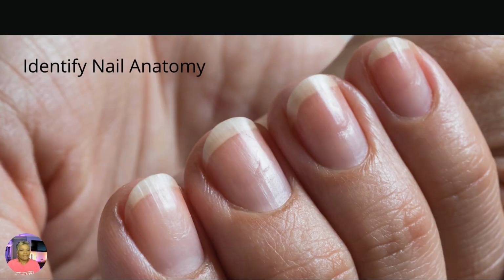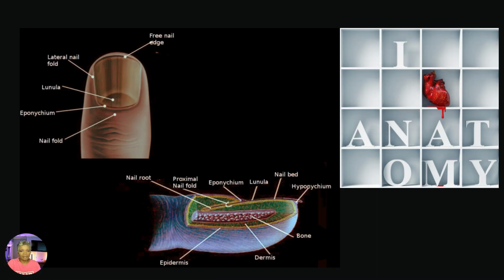Now let's identify some nail anatomy here. And just looking at this picture here, you can tell there are some ridges running vertically in this client's nails here. And it could be from water loss. I also see a little dent in that nail. So let's look at the anatomy here.